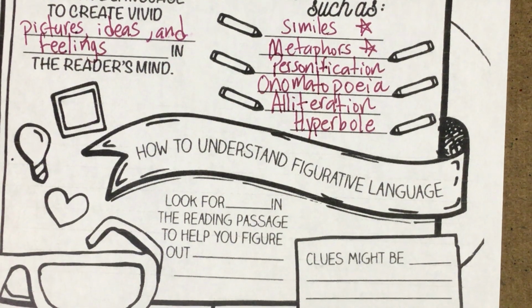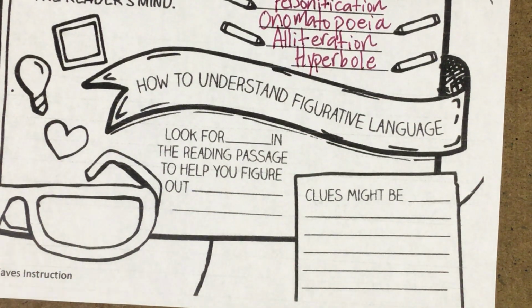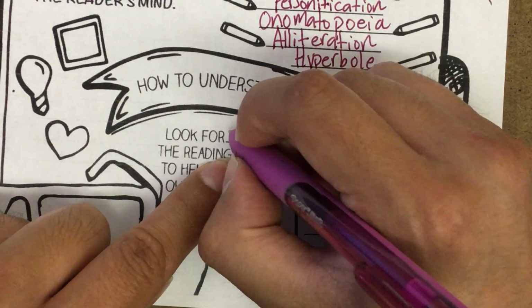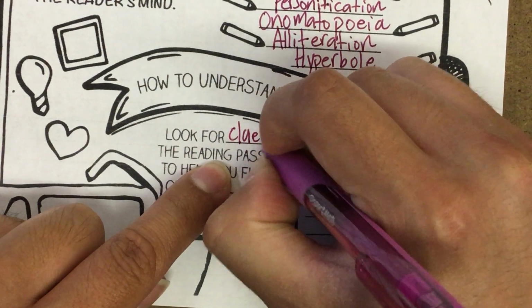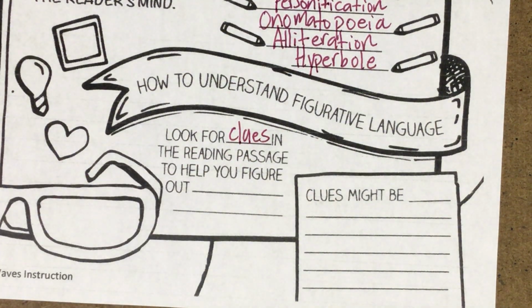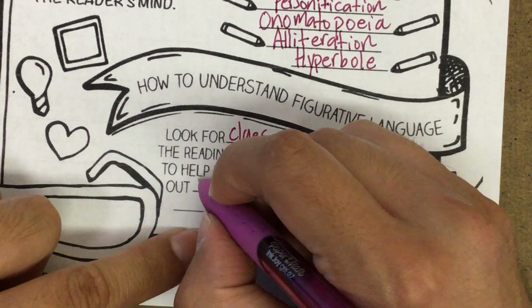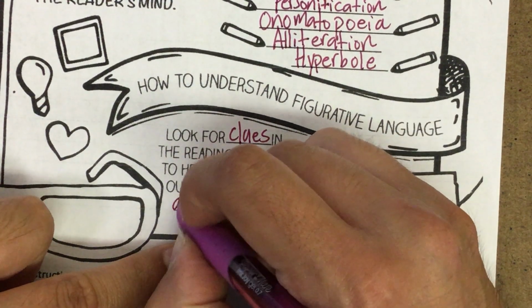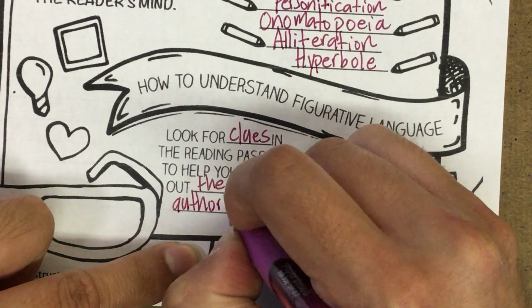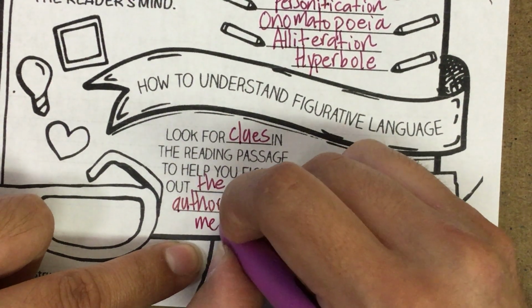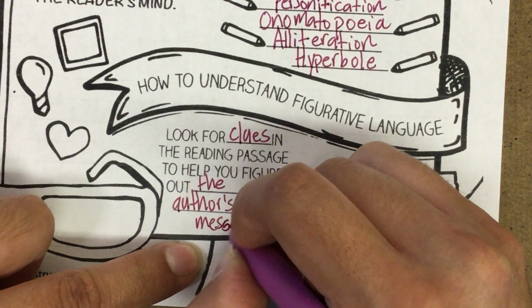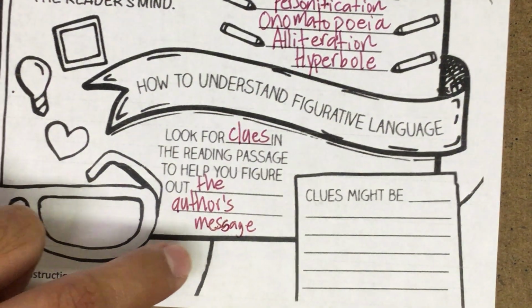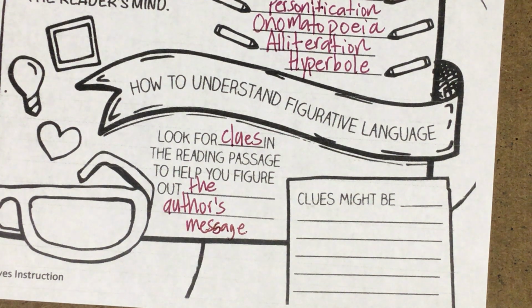How to understand figurative language. This is what you have to do. Look for clues in the reading passage to help you figure out the author's message. There is a reason for the author including figurative language, and remember, that is to create a vivid picture, idea, and feeling in your mind as you read.